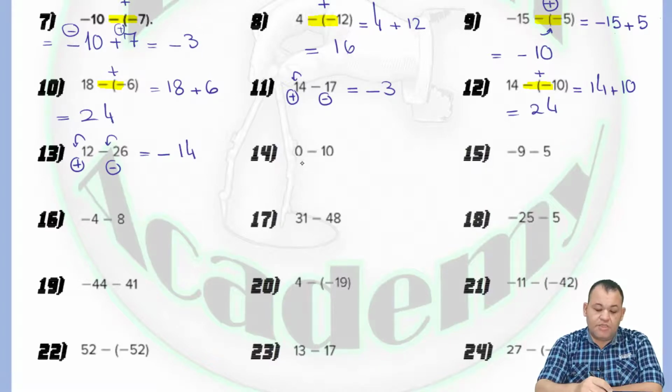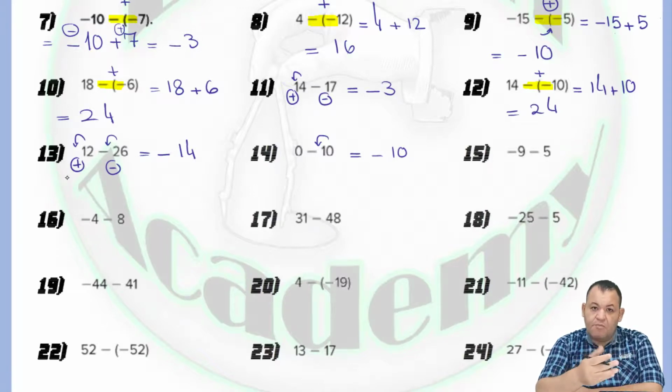And question number 10, 0 minus 10. 0 minus 10 equals negative 10. The greatest number here is 10. 10 is negative, so the answer will be negative. 0 is neither positive nor negative, so we just subtract. 10 minus 0 equals 10. So the answer is negative 10.